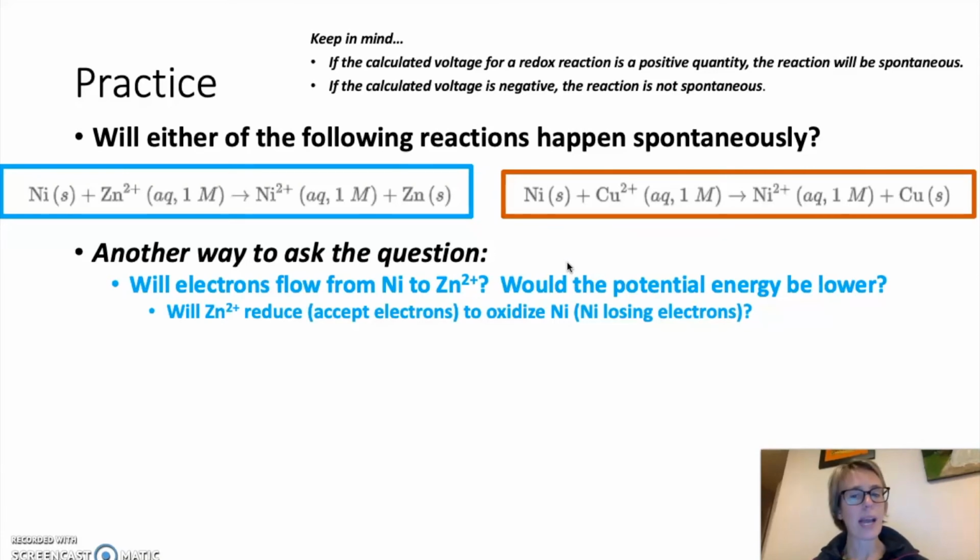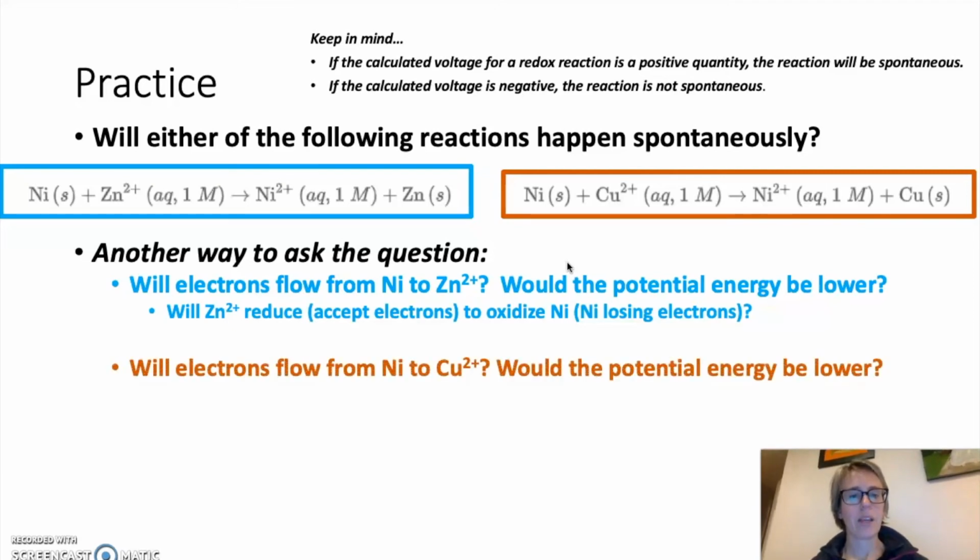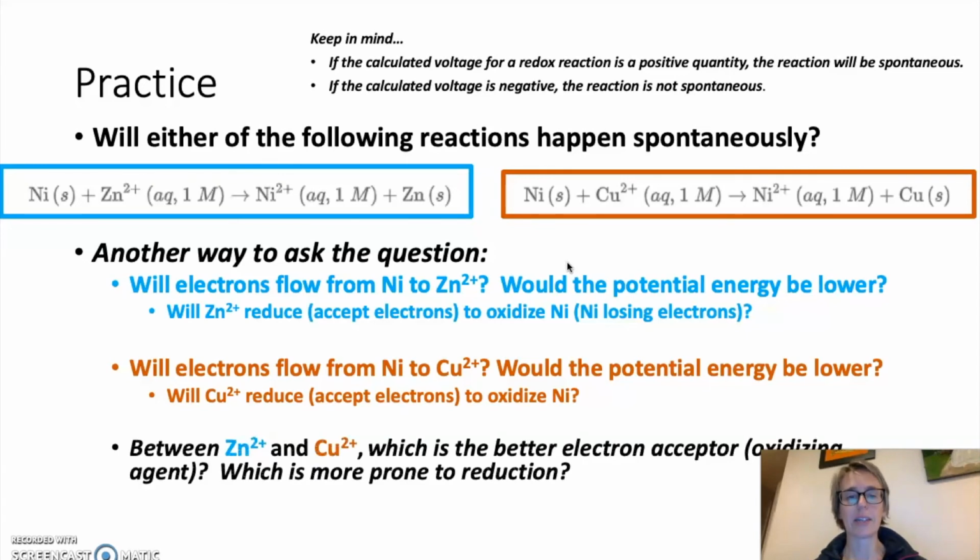So for that to happen, the electrons from nickel must be accepted by the zinc ions. So will that happen? Will the potential energy lower if that does happen? Will the zinc ions accept electrons from that oxidizing nickel? And then we can ask some similar questions with the second reaction. Will electrons flow from nickel to copper ions? Does that kind of lower the energy? Will copper ions reduce or accept electrons to oxidize that nickel?